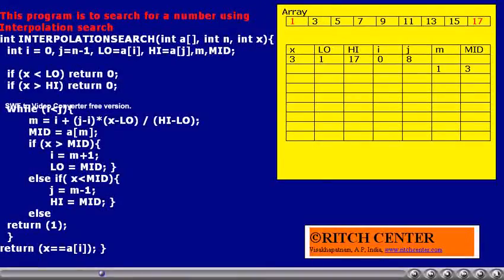Consider the array contains the values 1, 3, 5, 7, 9, 11, 13, 15, 17, and the search element is 3. Thus, we calculate the m value based upon the interpolation technique, probably where this value should be based upon the trend of the data.